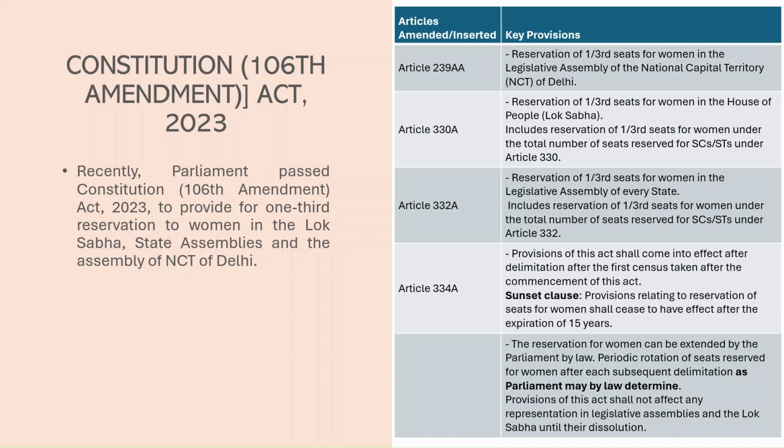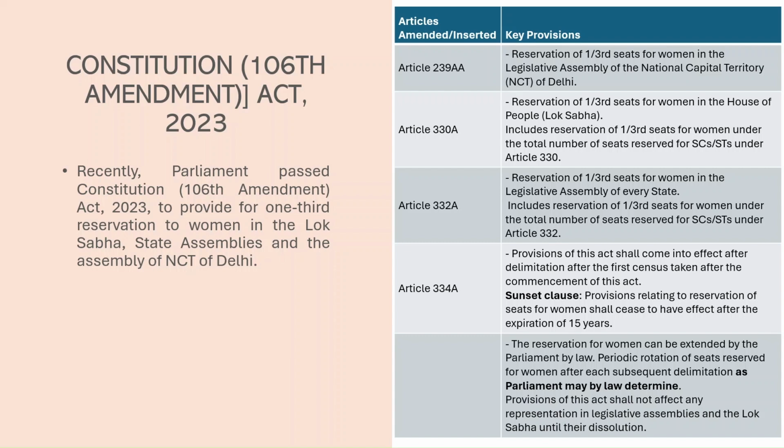Firstly, why is this in the news? Well, this landmark amendment is designed to address gender parity by providing 1/3 reservation to women in Lok Sabha, state assemblies and the Assembly of the National Capital Territory of Delhi, right? Now let's dive into the key provisions of this Act.